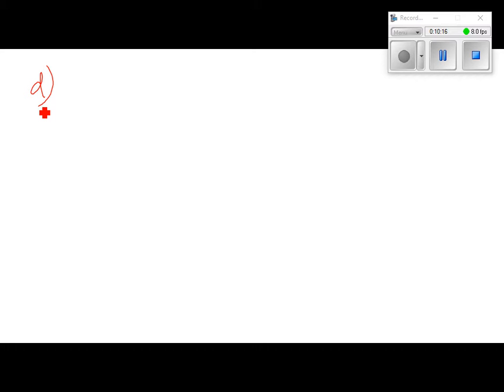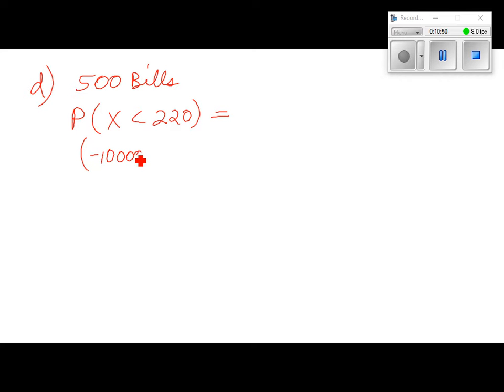Say we're picking 500 utility bills at random. You've got 500 utility bills. How many of them would you expect to be less than $220? So we want X to be less than $220. What would we put in the calculator to find this probability, first of all? What's our low limit? Negative 10,000. Make sure you don't make that mistake. Make sure you think about it. I want from 220 down, so we've got to have that low limit. Then 220 is the high limit.